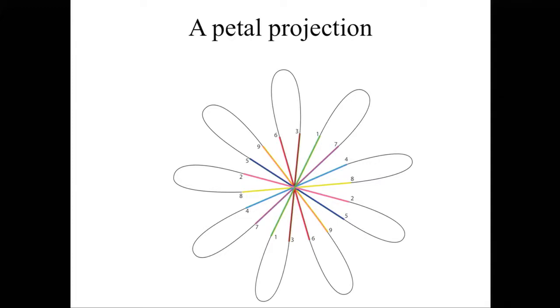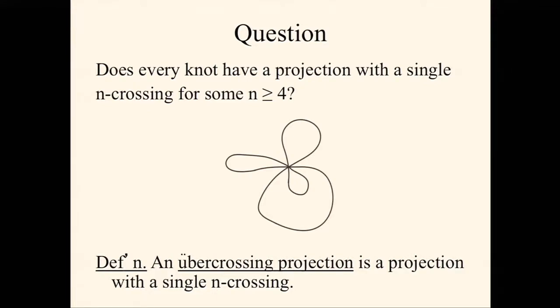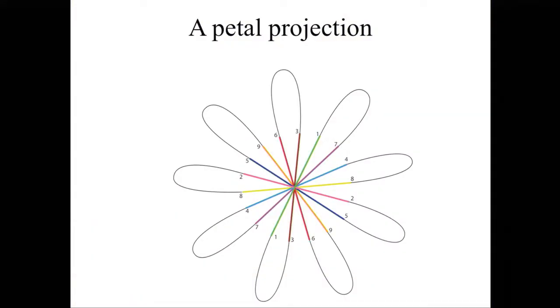Here's a really nice one called a pedal projection. So you remember the last one, I had some nested loops. What if none of my loops are nested? This is what I would call a pedal projection. And an obvious question is, do knots have pedal projections? Can they be realized in pretty pictures like this?